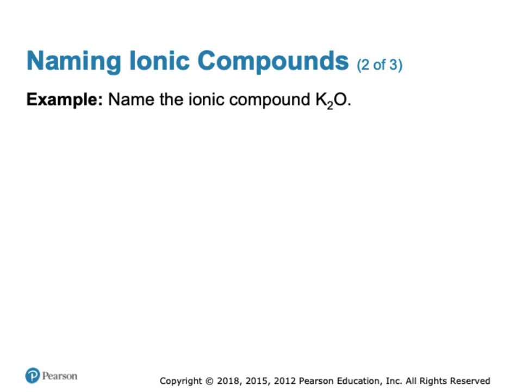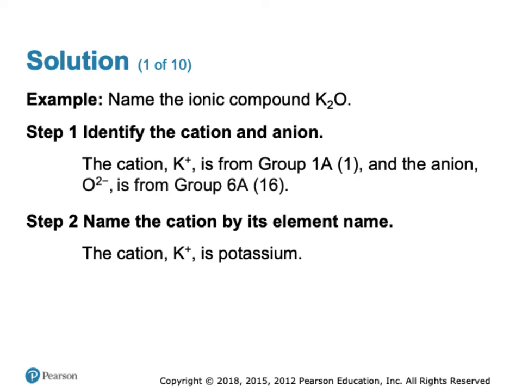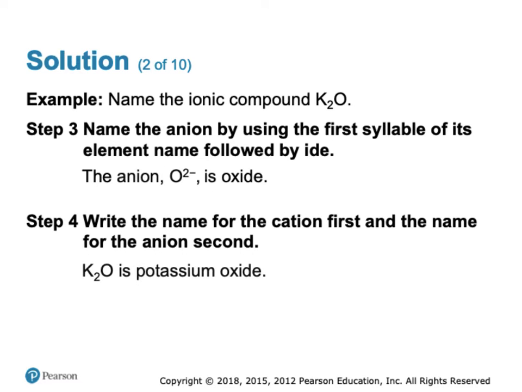So let's do a learning check. Name the following ionic compound based upon the formula given. Pause your video and write down the name. We have potassium, which is our metal, and oxygen, which is our nonmetal. So the cation formed will be K+, and the anion formed will be oxide. So that when we put the two together, we get potassium oxide.